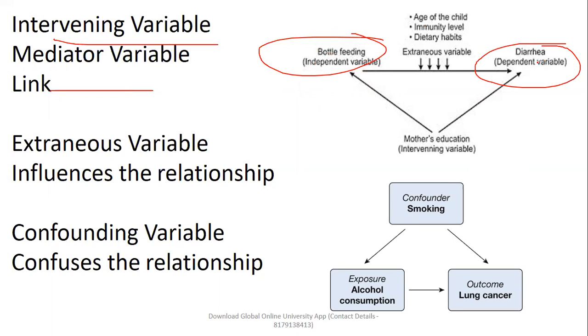Now, an extraneous variable is an influencing variable, like the age of the child or the immunity level of the child. A confounding variable confuses the relationship. The person may or may not be consuming alcohol, and he has lung cancer. What is the confusion? The confusion is: how can he get cancer if he does not consume alcohol? So it is something which confuses you. That is called a confounding variable.